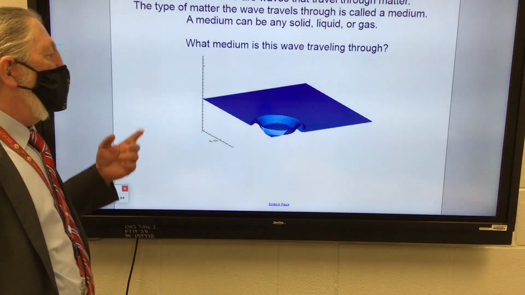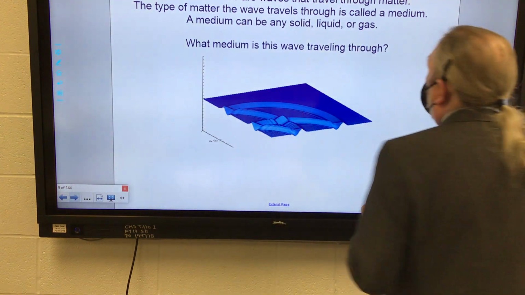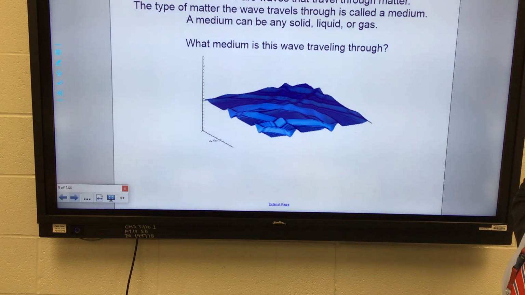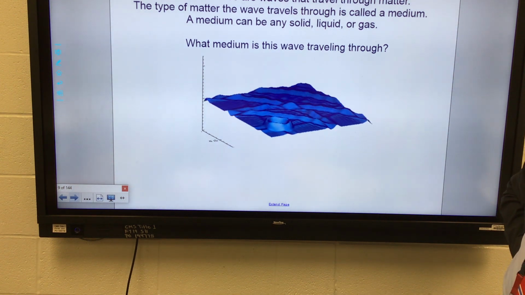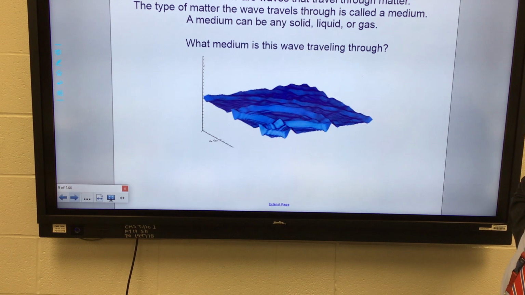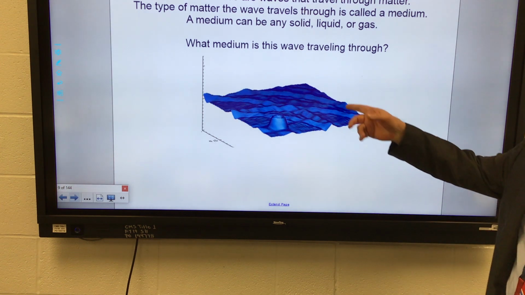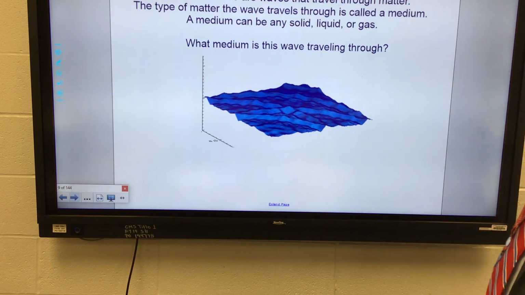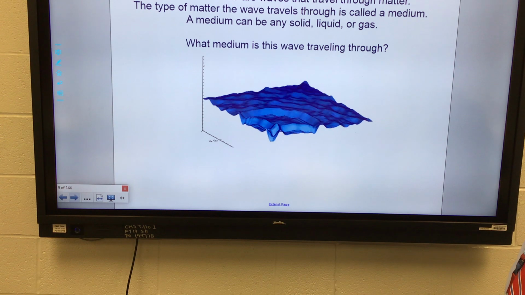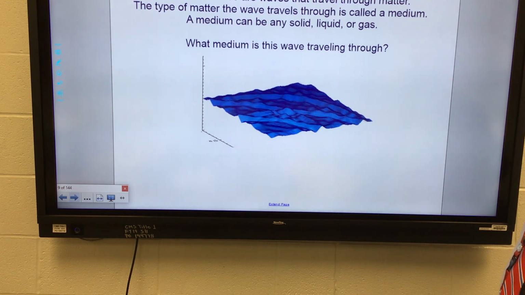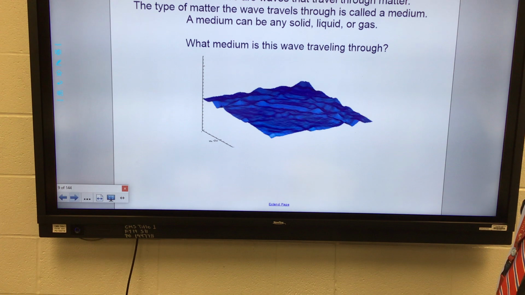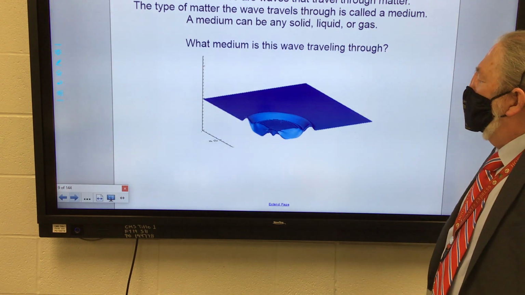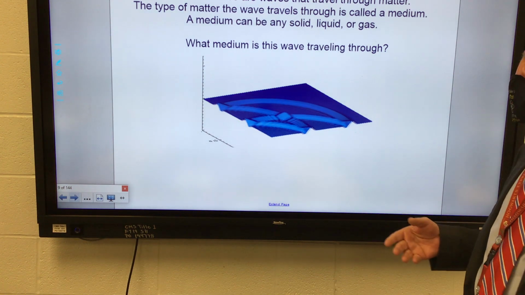Okay, so let's look here. The wave medium. What's a medium? Well, mechanical waves are waves that travel through matter. Water waves are mechanical waves. That means they're in motion, moving. Mechanical waves are waves that travel through matter, and the type of matter the wave travels through is called a medium. And that medium can be either solid, liquid, or gas. So what's this right here in the water? Liquid, right? It's going through liquid.